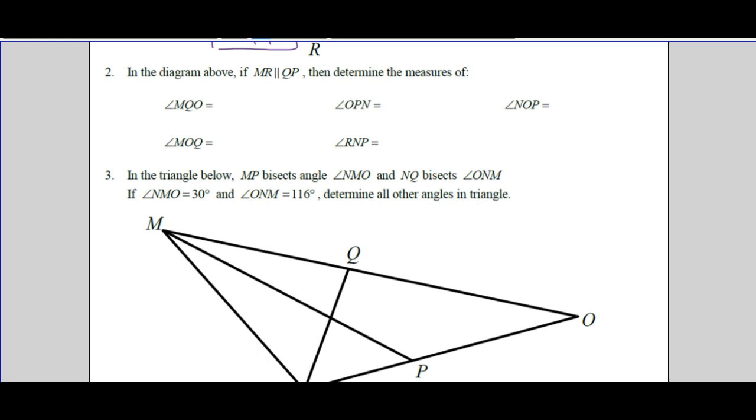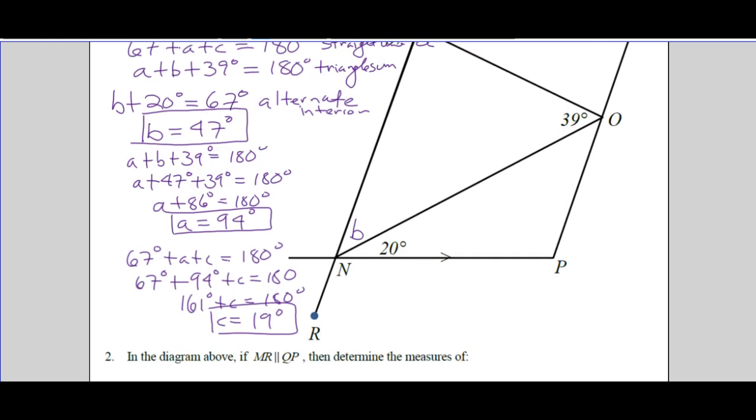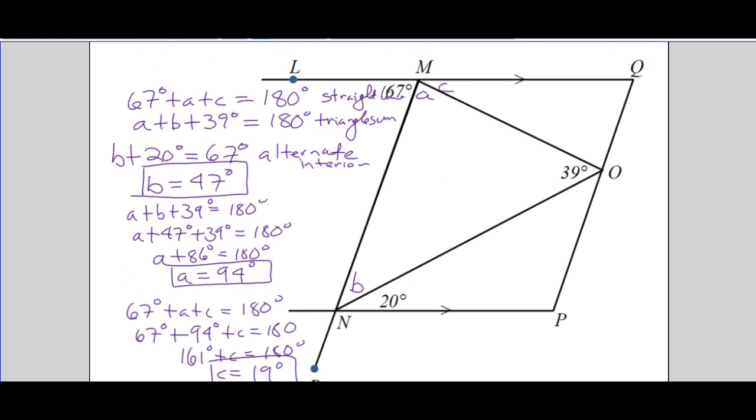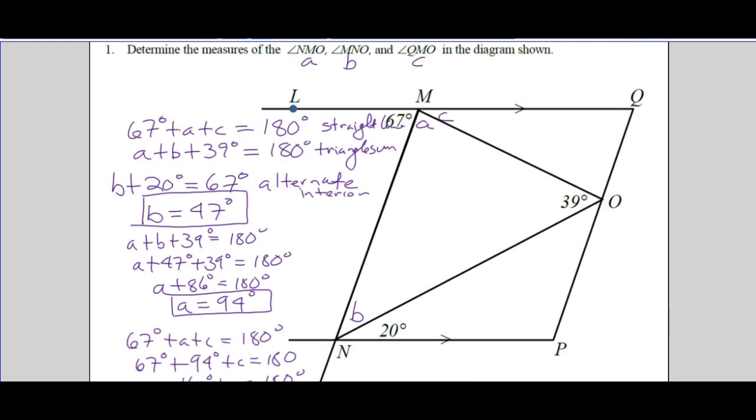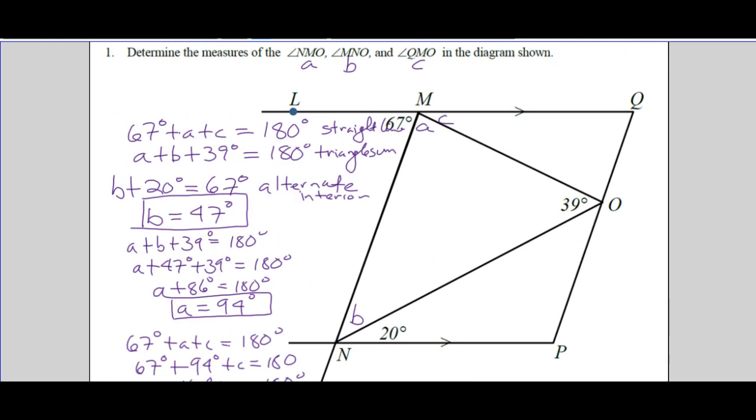Okay, in the diagram above, if MR is parallel to QP, so this is parallel to this. So let's put on 2.